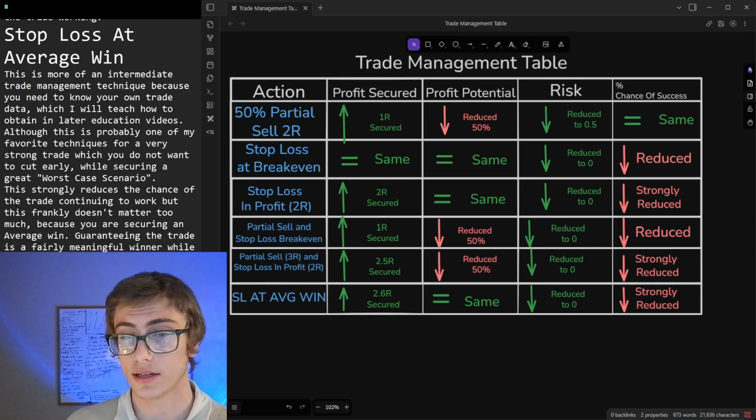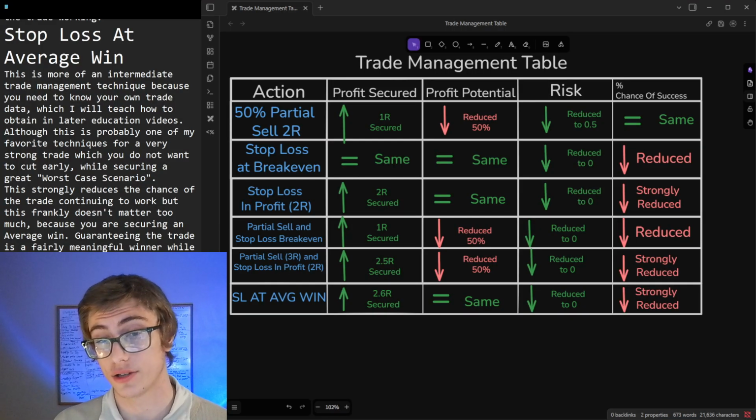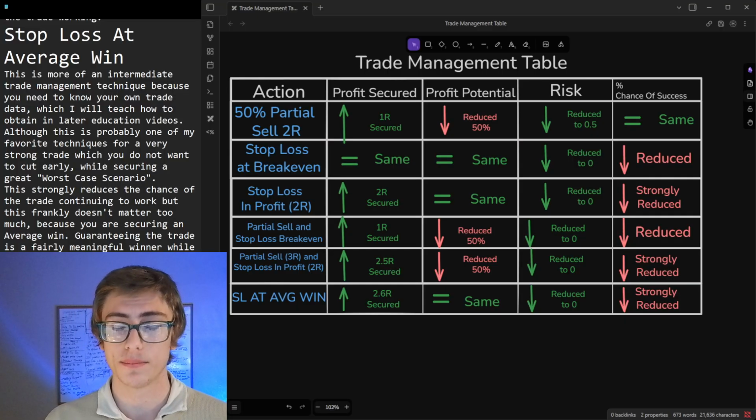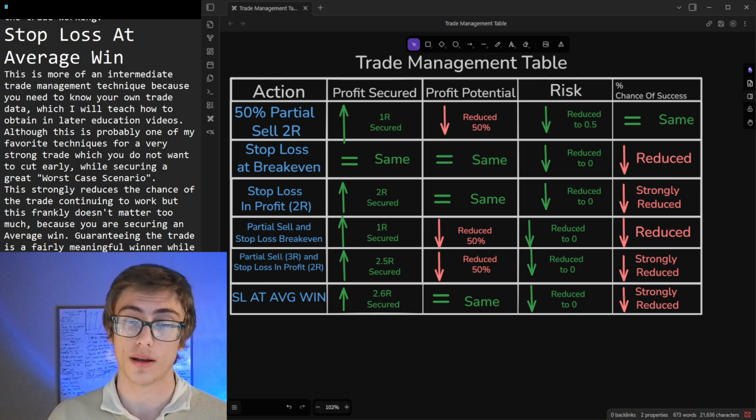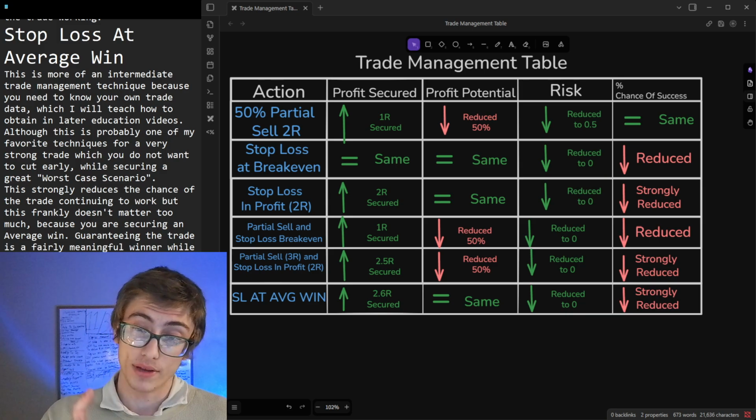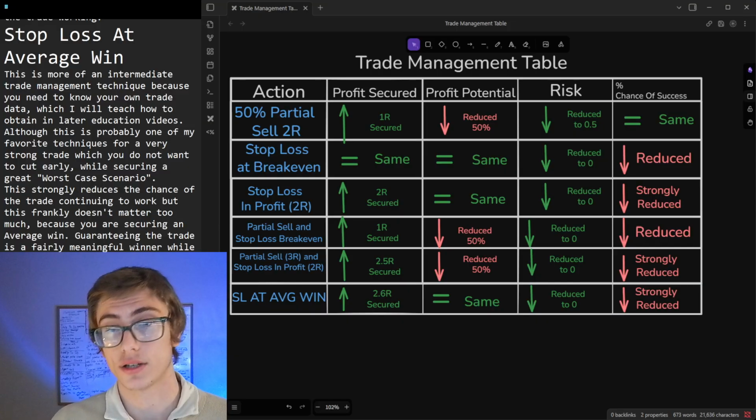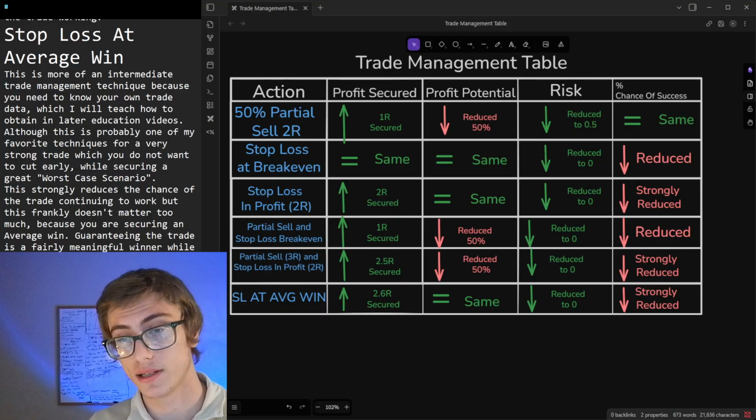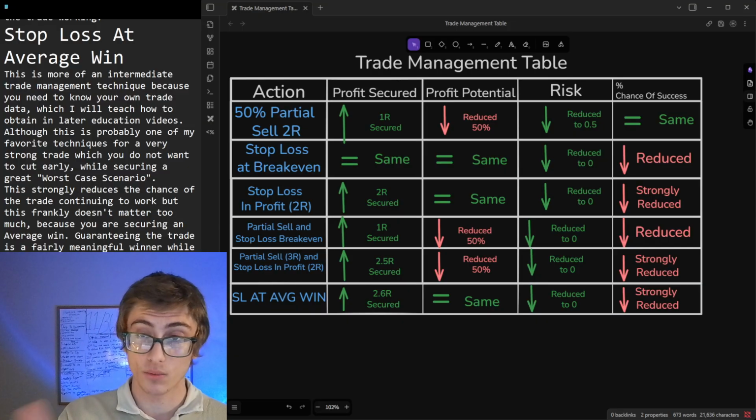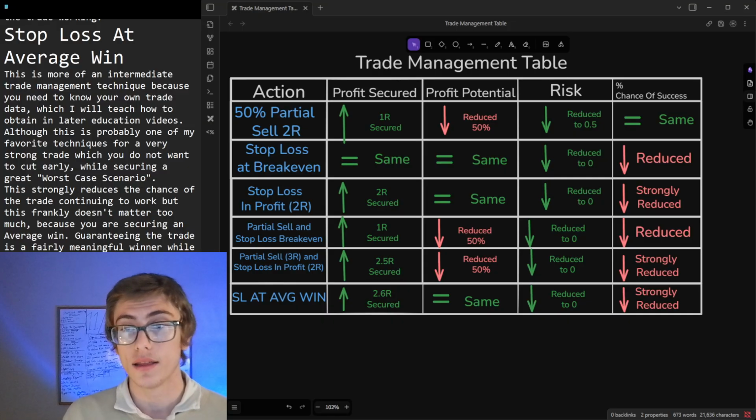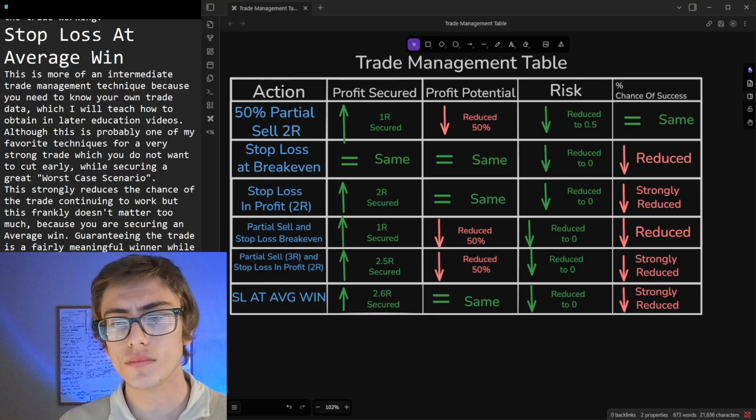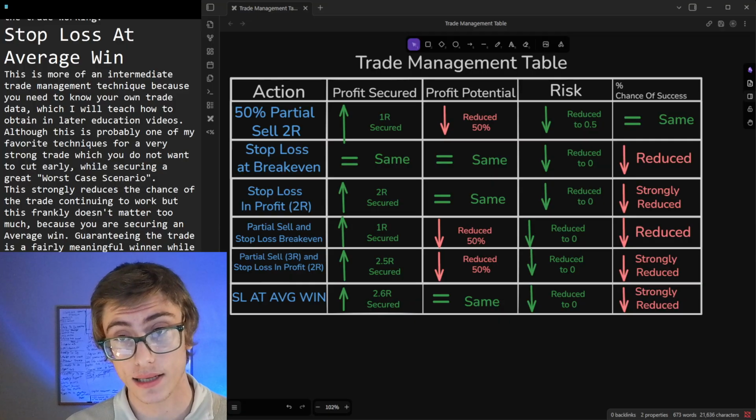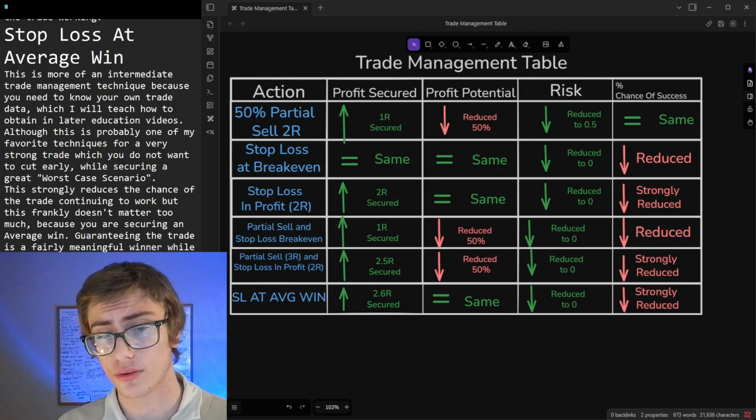This is going to be the last section and probably one of my favorite actions for strong advancers. Because I was talking about partial sell and stop loss break even, and I was also talking about partial sell and stop loss in profit. I prefer this action over both of those actions, because if you refer to the trade management table, this only places one of these boxes into the red, right? This only reduces your percentage chance of success. This doesn't reduce your profit potential.